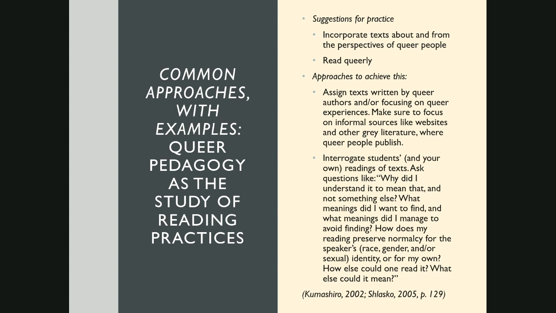So again, the Bert and Ernie shipping, I think, is one example here. But going back to this idea of assigning text written by queer authors and/or focusing on queer experiences, one of the things I wanted to point out is that you want to focus on informal sources like websites and other gray literature, which is often where queer people publish because they don't necessarily have access to more formal publication venues or channels. And I can give you an example here.